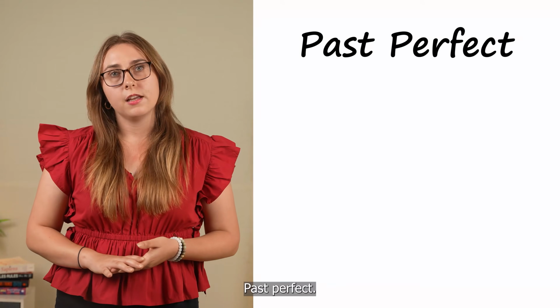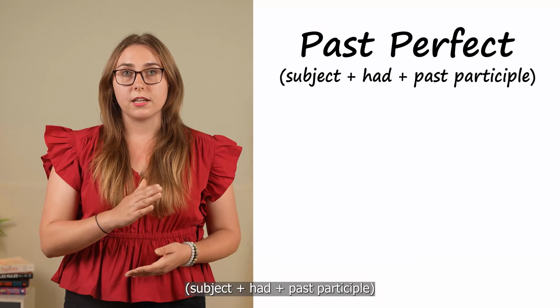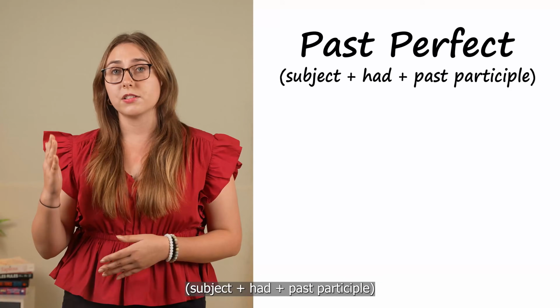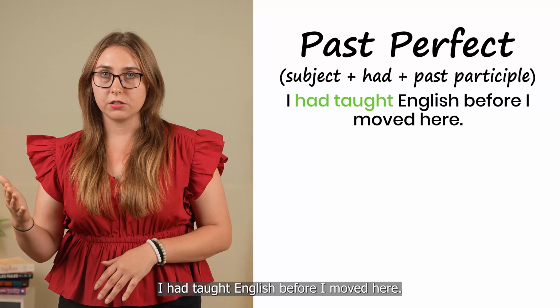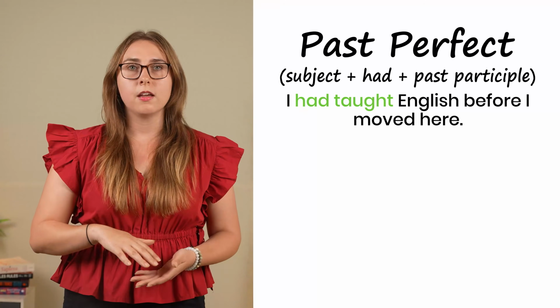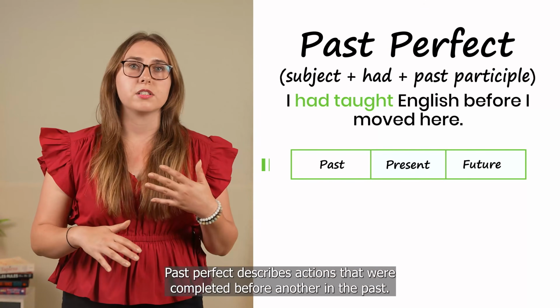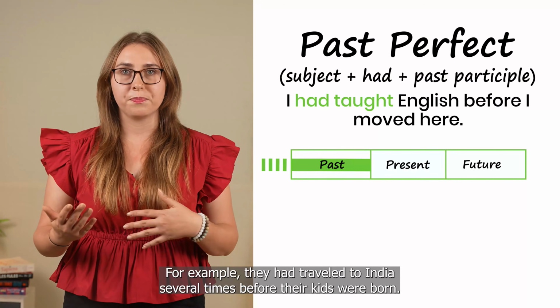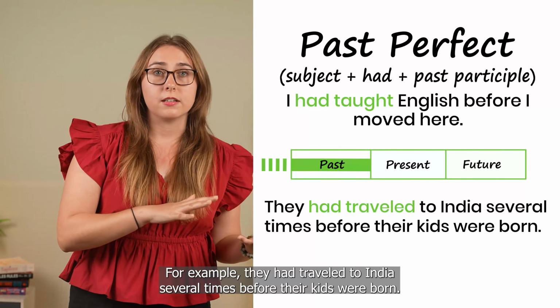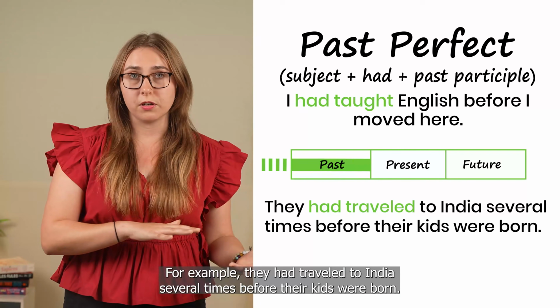Past perfect. The structure is subject plus had plus past participle. I had taught English before I moved here. Past perfect describes actions that were completed before another in the past. For example, they had traveled to India several times before their kids were born.